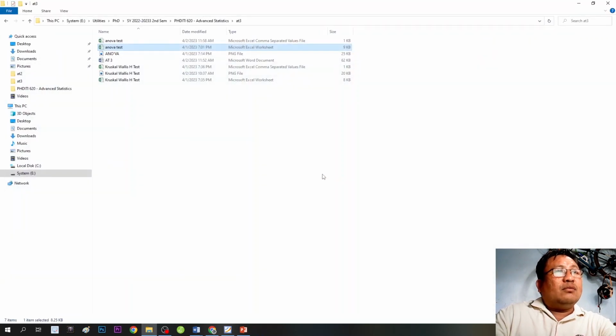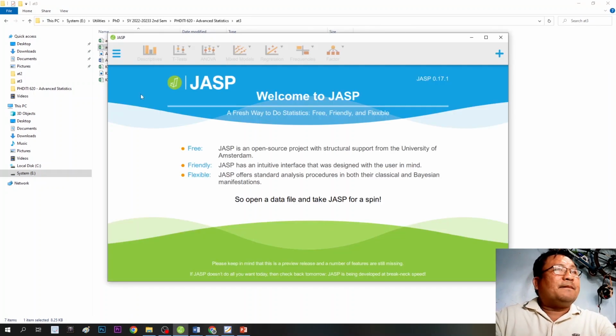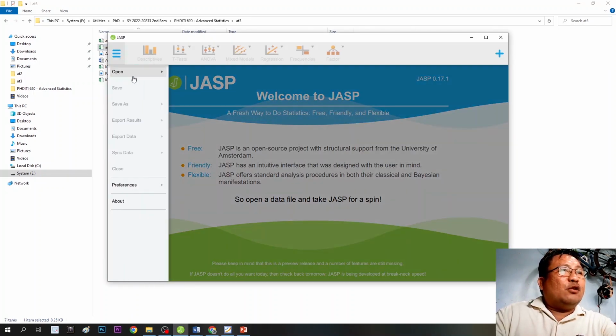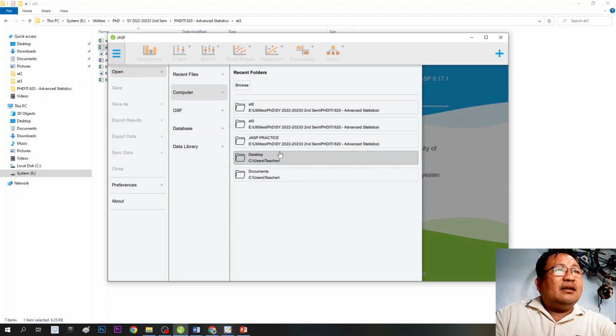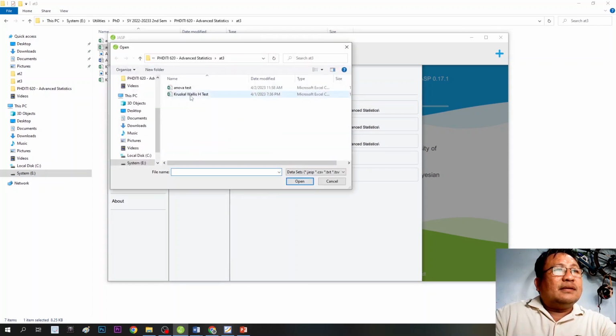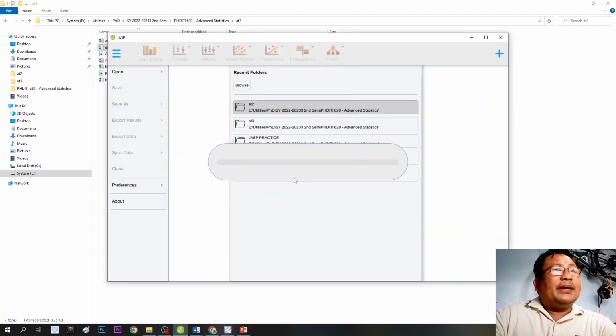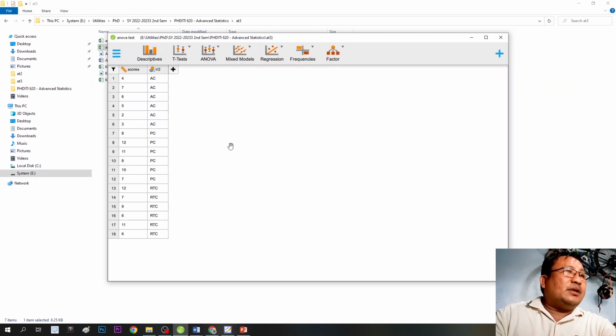So now we will use JASP to treat the data. Let us open first the file, ANOVA test. Open. So here is our data.